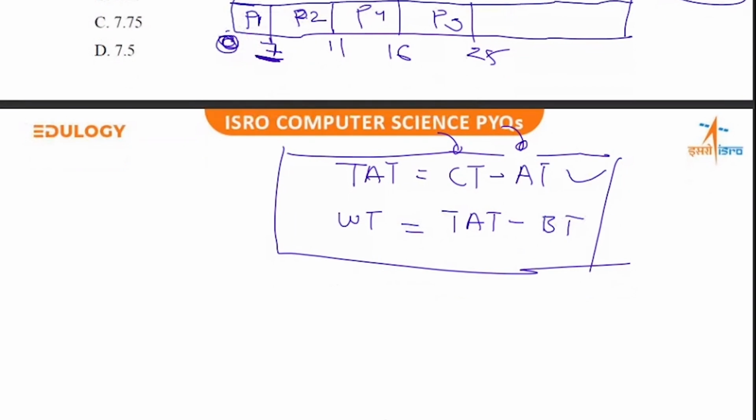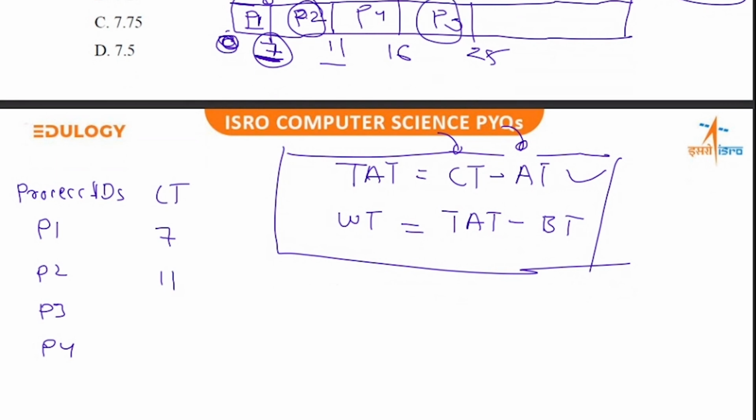See, firstly, process IDs: P1, P2, P3, P4. Completion time of these processes. P1 completed at time 7. P2 completed at time 11. P3 completed at time 25. P4 completed at time 16.